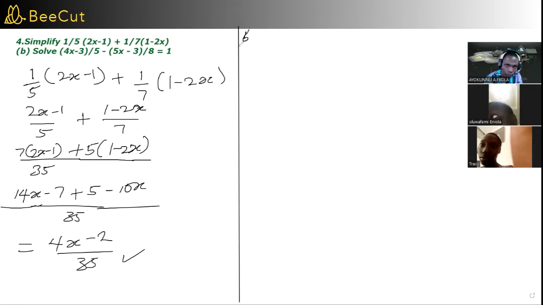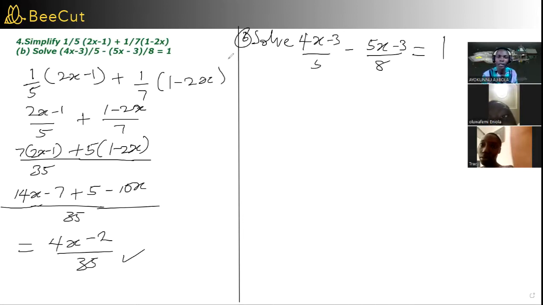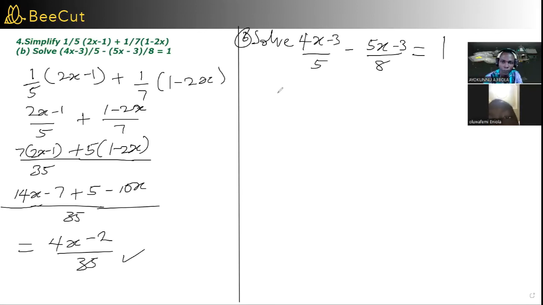Now, we have to solve the second one, B. Solve 4x minus 3 over 5 minus 5x minus 3 over 8 equal to 1. Another difference is that the first one is not an equation, it's an expression, while the second one is an equation because of the equal sign. So now you can solve. First step is to find the LCM.